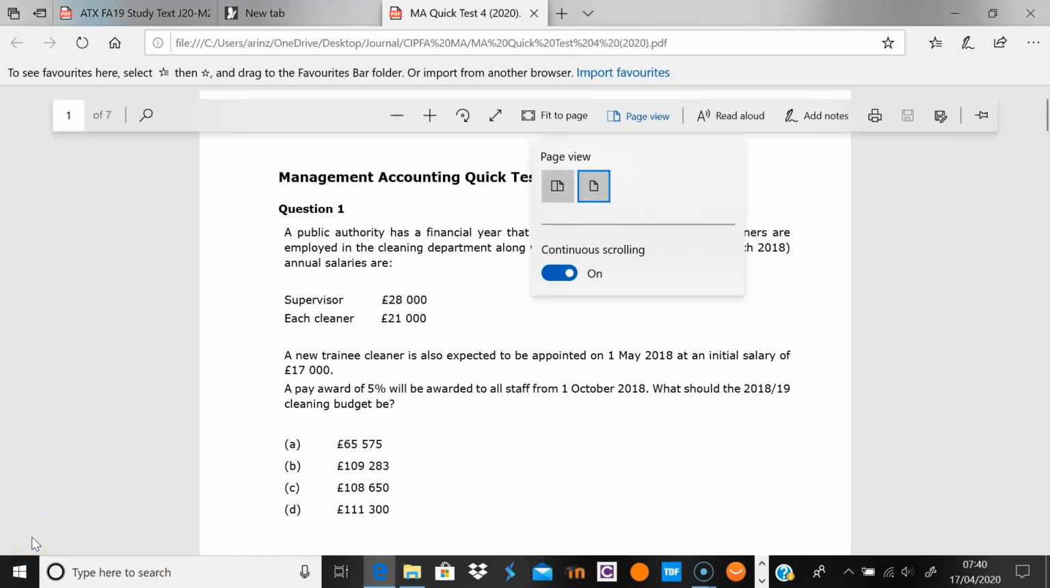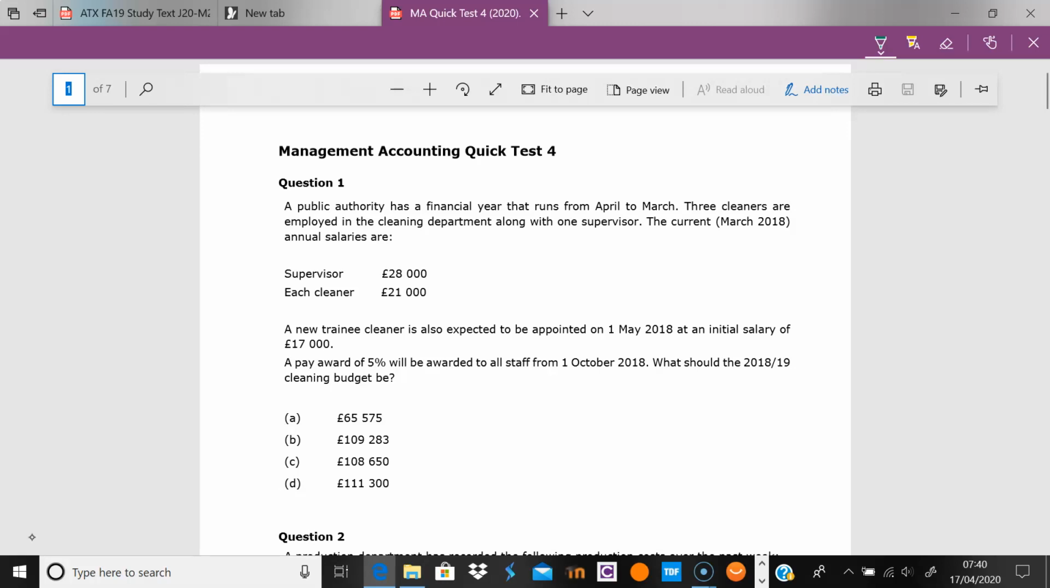Hi, all right. So this is quick test 4. Let's jump into it. This is still more budget prep work, and really what we're doing here is literally just following the rules and carrying out calculations carefully to make sure we don't miss out on anything. I mean, now we're preparing budgets literally.